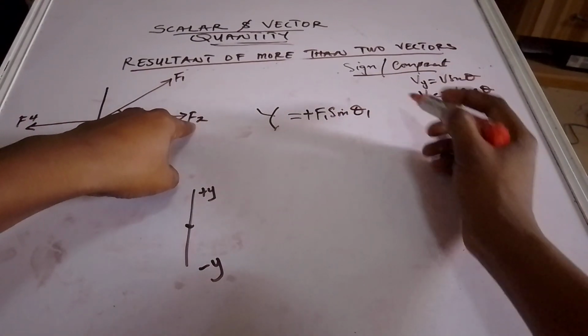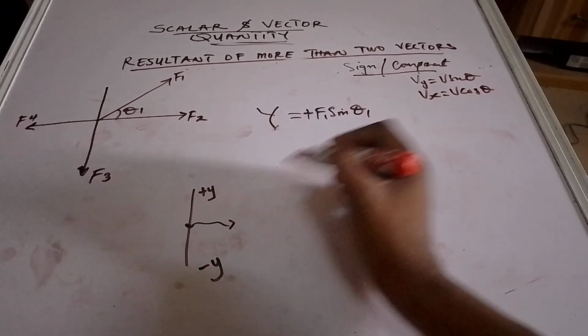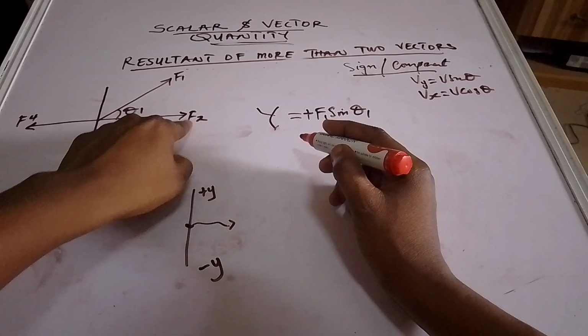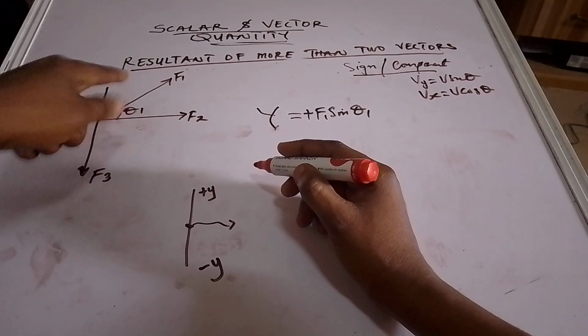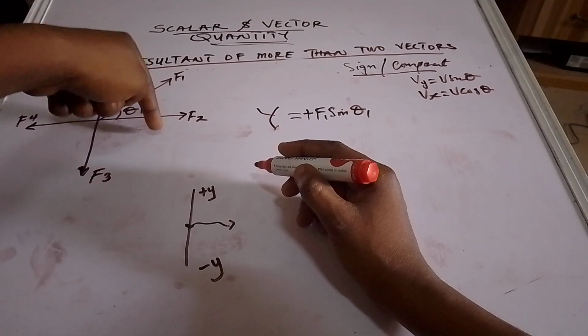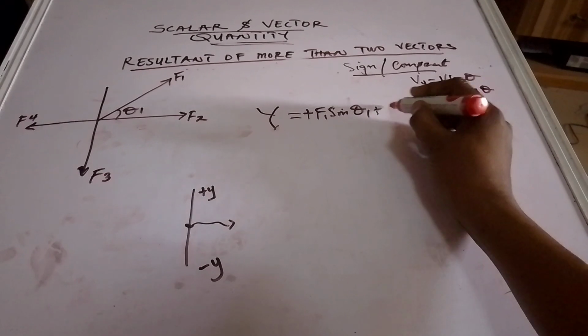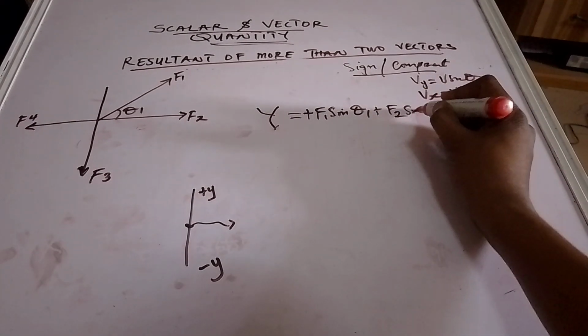Now what of f2? f2 is neither pointing upward nor pointing downward. So it means f2 is also positive. It's not pointing towards the positive y-axis, not pointing towards negative. So it's in between. So it's 0. So we have plus f2. Remember the component, sine theta.